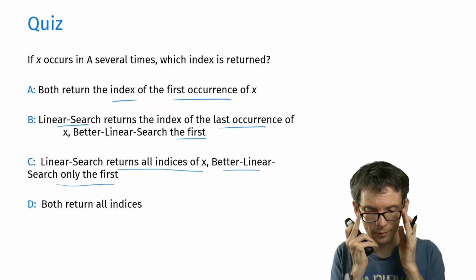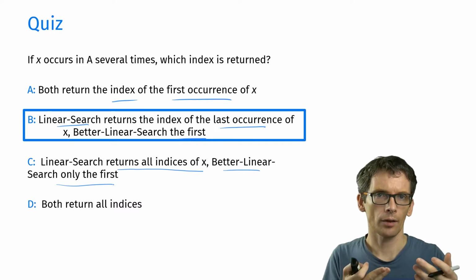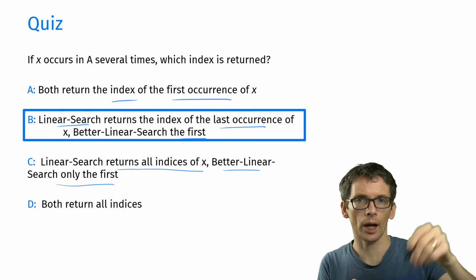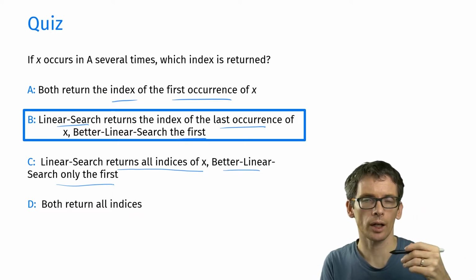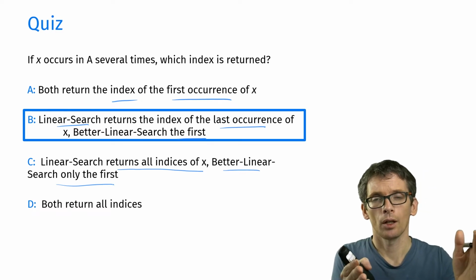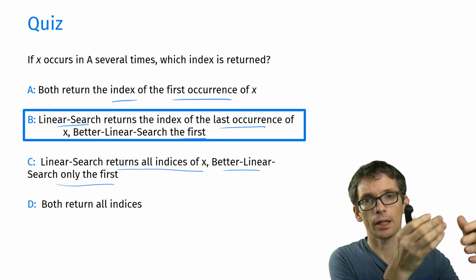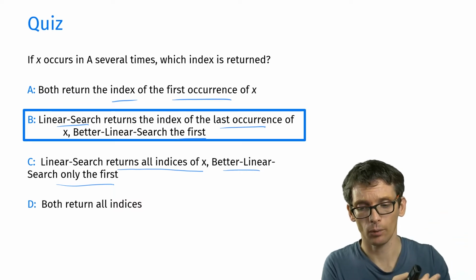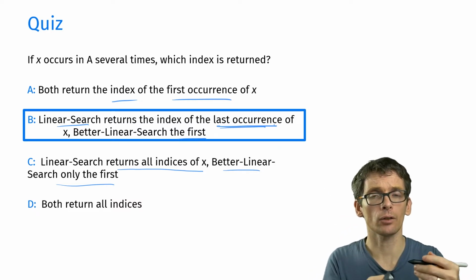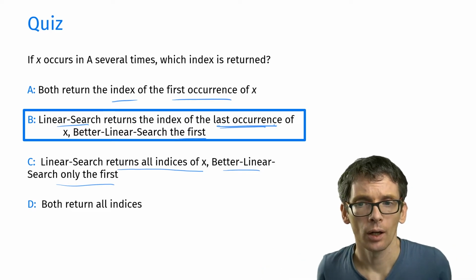The correct answer here is B. The reason is that the linear search that we had always ran n times through the loop and went through the array from start to finish. So the last time it found x, that's the i that it kept. That's why linear search is going to return the last occurrence. While the better linear search, as soon as it found one, it stopped. So that one is going to return the first occurrence.